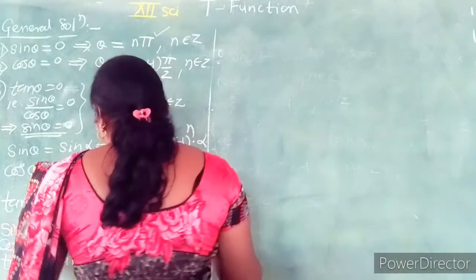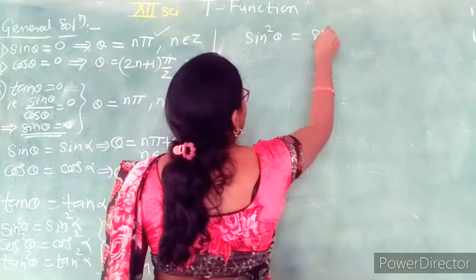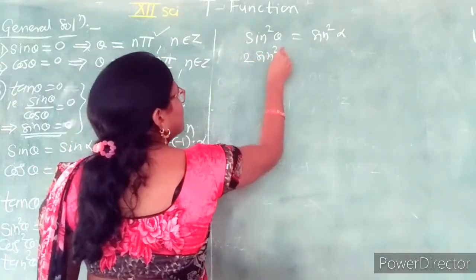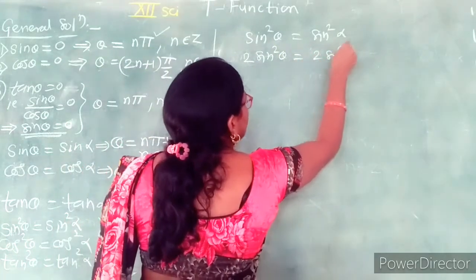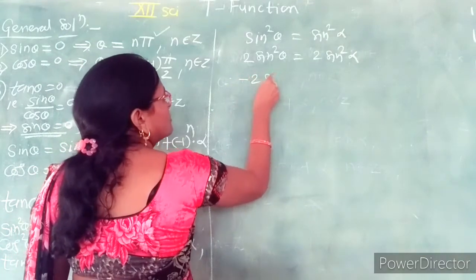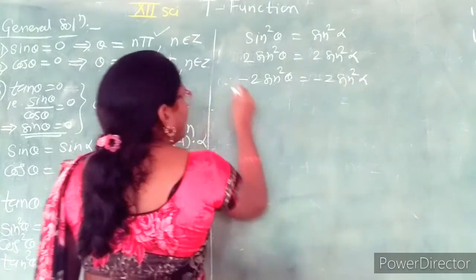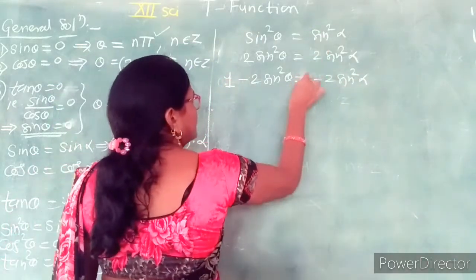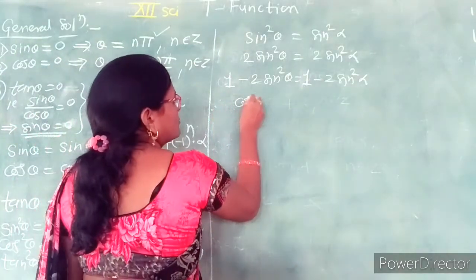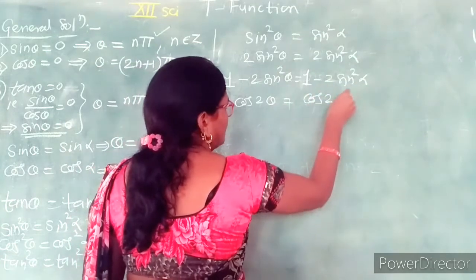For this we take only one group. As we know, sin square theta equal to sin square alpha is the given trigonometric equation. So we get 2 times sin square theta equal to 2 times sin square alpha. So we take minus 2 times sin square theta equal to minus 2 times sin square alpha. After this, we add 1 on both sides. 1 minus 2 sin square theta is the result of cos 2 theta, and 1 minus 2 sin square alpha is the result of cos 2 alpha.